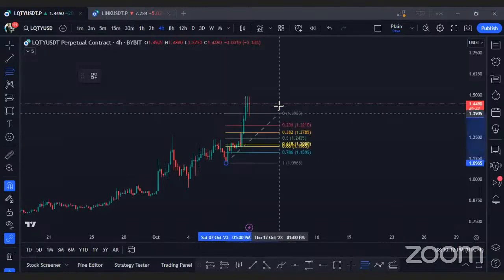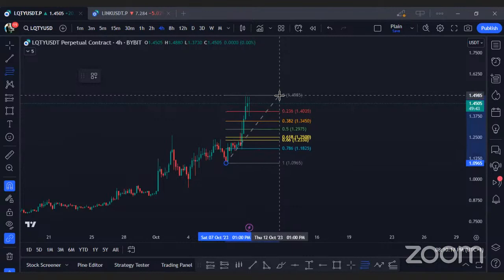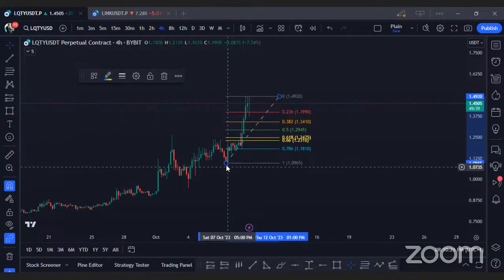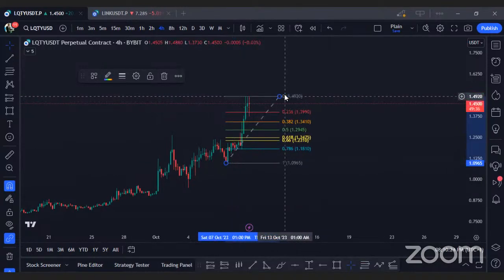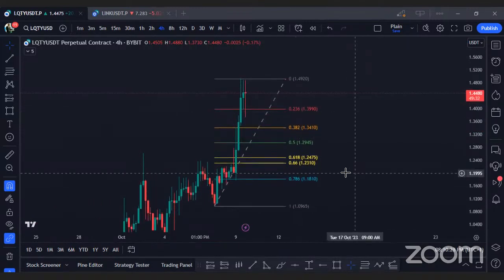So I'll just come in there and drag my Fibonacci retracement from this previous low to this recent swing high here. And what am I looking at currently on this?